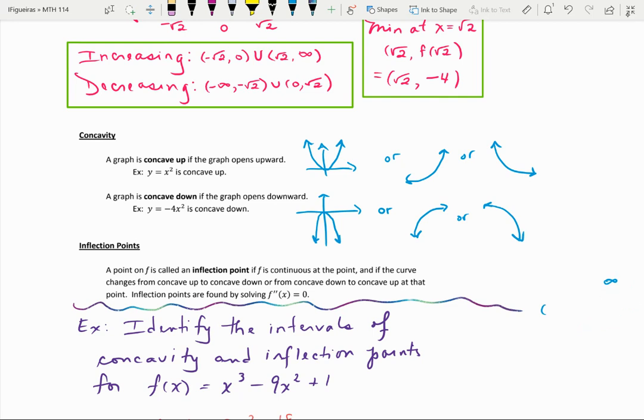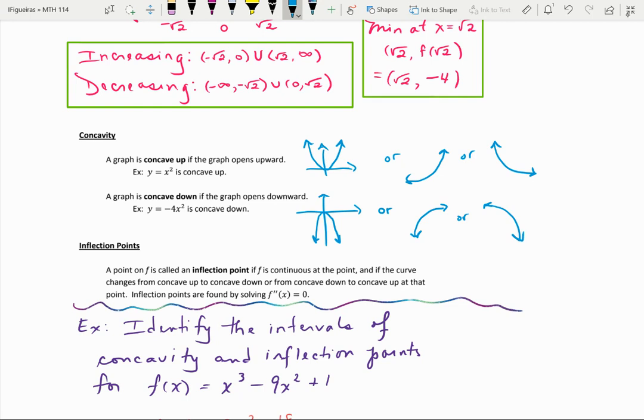All right, so this is referring to something I haven't drawn yet, so let me draw a picture to explain inflection point to you. A point on f is considered to be an inflection point if that point exists on the curve and there's a change in concavity from concave up to concave down, or from concave down to concave up. So we find inflection points by solving f double prime of x equal to 0.